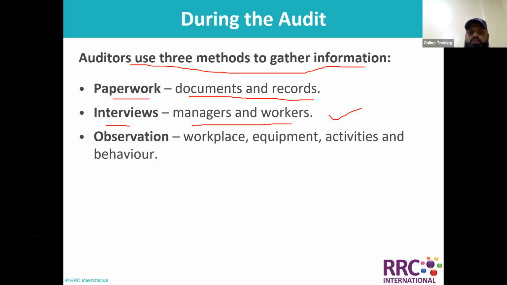You are going to ask them about, for example, if the training has been mentioned, you are going to ask them if they are trained or not. Then observation: workplace, equipment, activities, and behavior. You will be observing the area by yourself. So paperwork, interviews, and physical observation by yourself. These are the three phases of an audit.